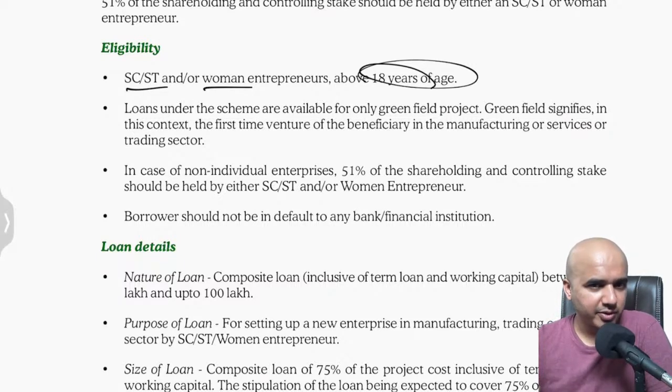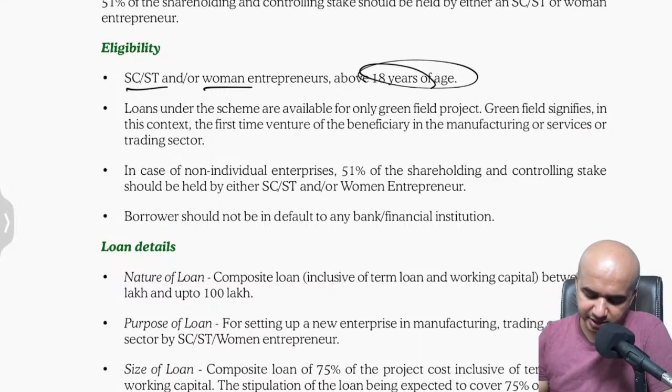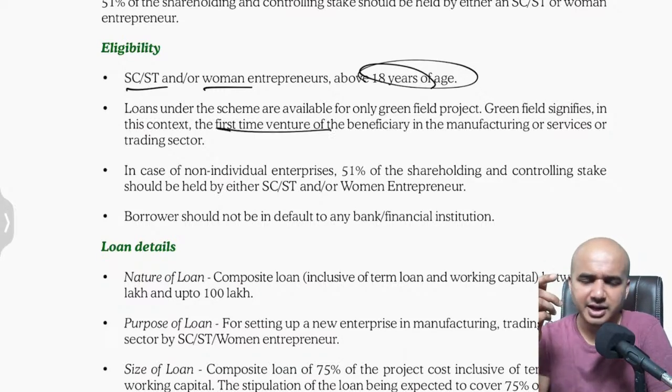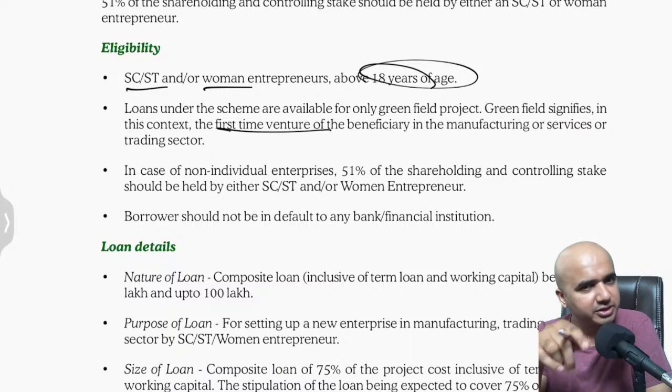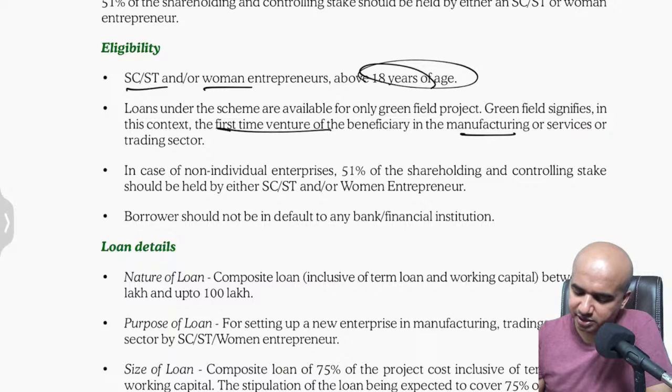Loans under the scheme are available for only greenfield projects. Okay, what are these greenfield projects now? Greenfield signifies in this context the first-time venture. If you are doing this for the second time, or if you already have an established business and want to set up something new and get this loan for that, it's not possible. It should be the first-time venture of the beneficiary in the manufacturing, services or trading sector.